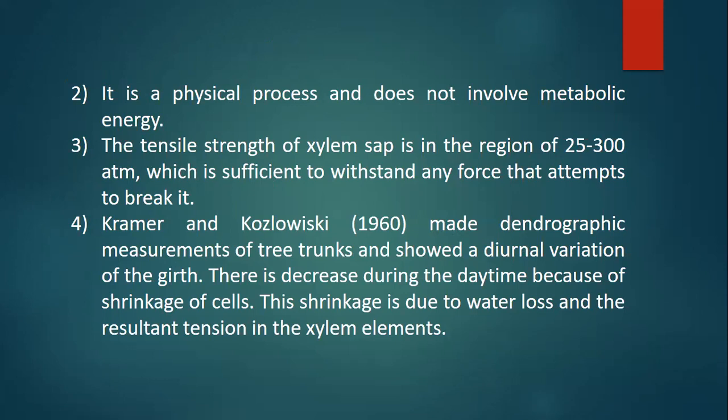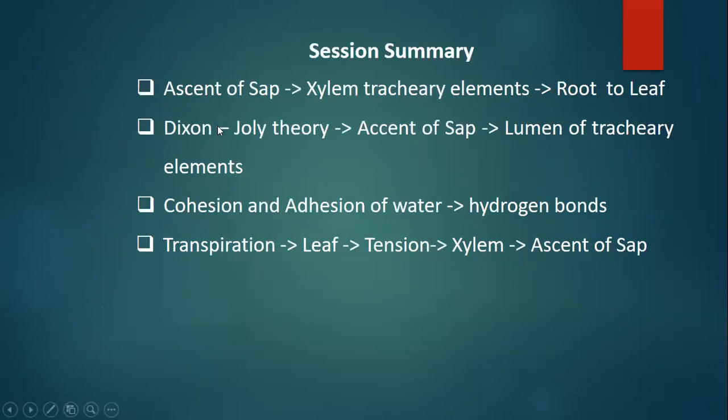Further, Kramer and Kozlowski made dendrographic measurements of tree trunks and showed the diurnal variation of the girth. There is a decrease during the daytime because of shrinkage of cells. This shrinkage is due to water loss and the resultant tension in the xylem elements. So to sum up, ascent of sap is the translocation of water and nutrients through the tracheal elements of xylem from root to leaf.